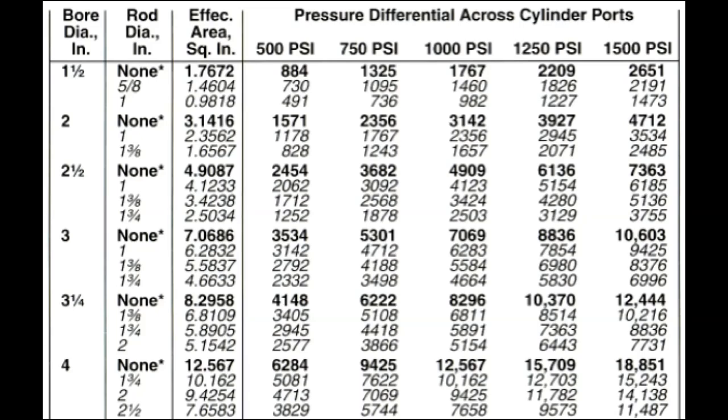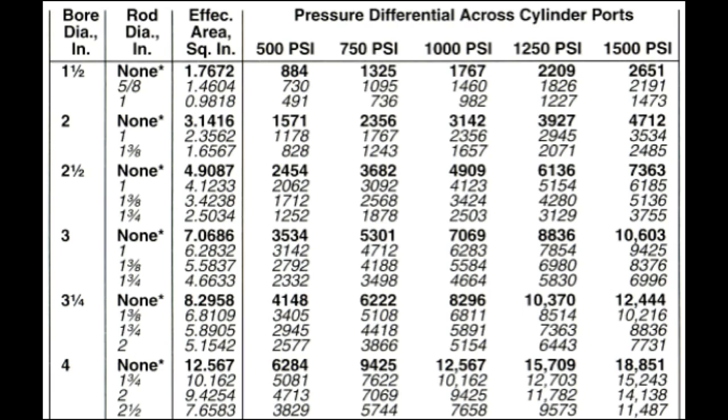Okay, what we're going to do now is, we talked about pressure is force, flow is speed. So what we're going to do is prove that pressure is force by using this chart right here. If you go down the left-hand column under where it says bore diameter in inches, go down till you see a 4-inch bore, and then come across to the right until you get under where the pressure says 750 psi. Alright, if you look at that number, that's 9,425 pounds of force that a 4-inch bore cylinder can push at 750 psi.